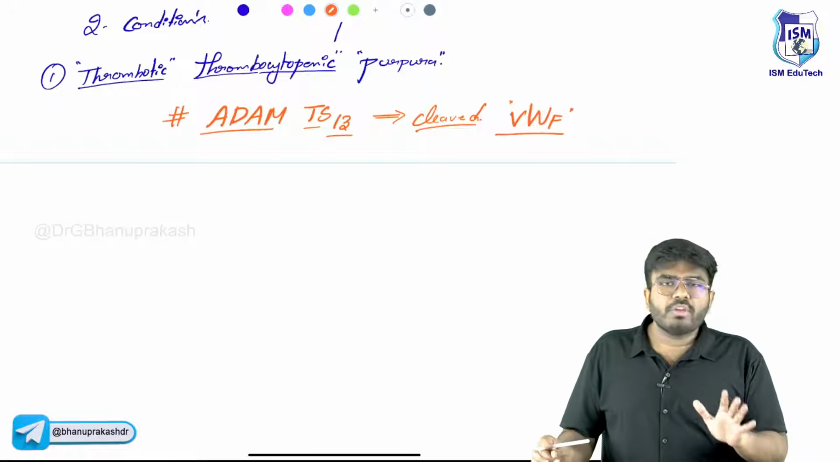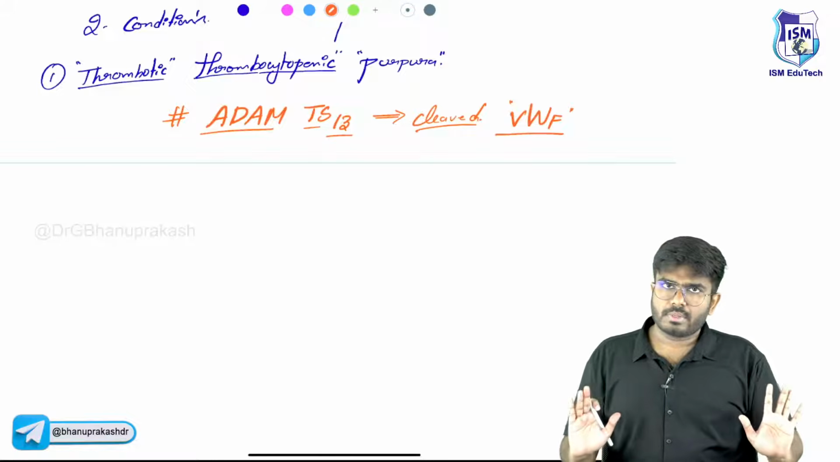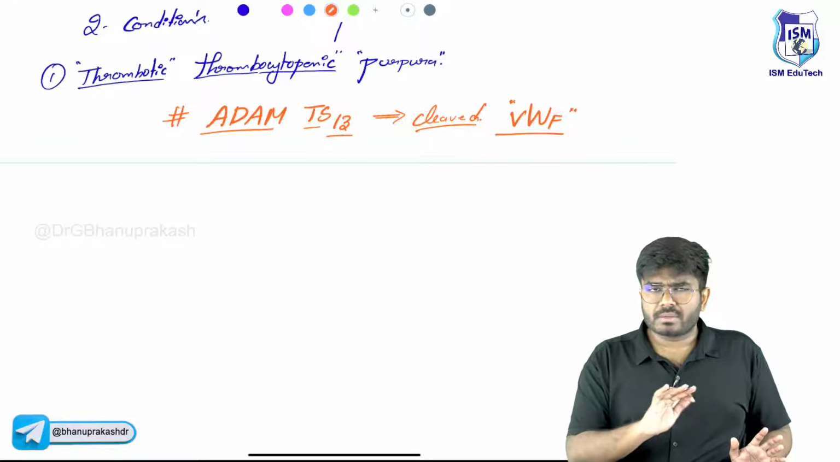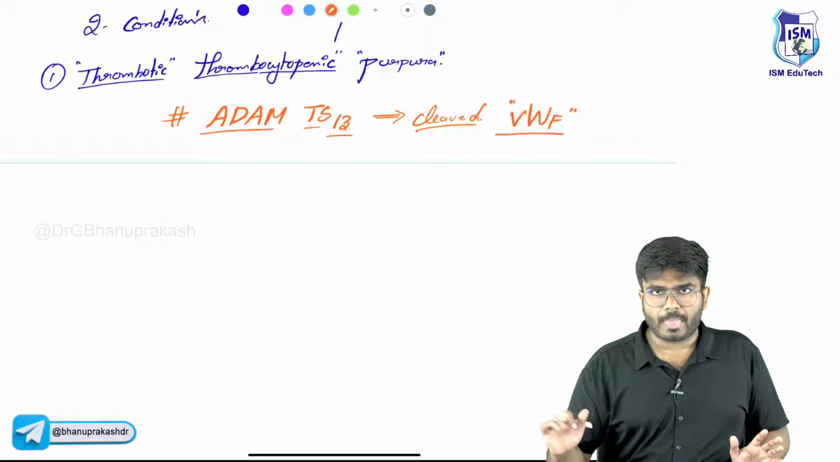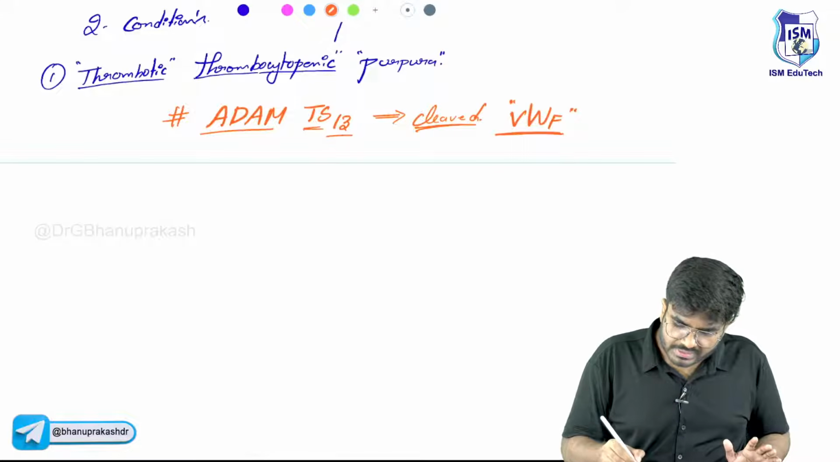Once that function is done, von Willebrand factor function is done, you need to remove it. Okay. So when do we need a clot? Till the time the blood vessel is sealed, we need a clot. But once the blood vessel is sealed, you don't need that von Willebrand factor and all these things. So the von Willebrand factor needs to be cleaved with the help of this ADAMTS13.